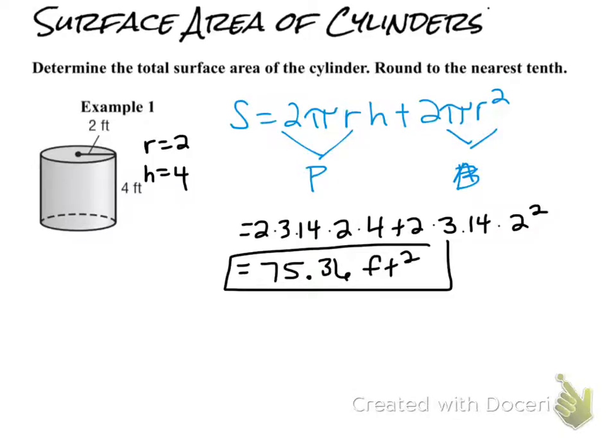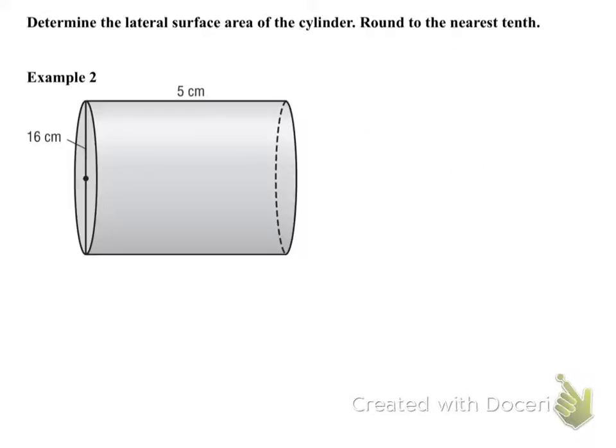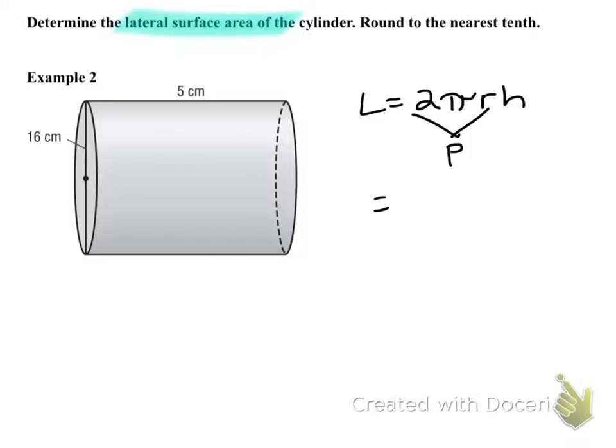All right, so then let's look at the second example here. We're just finding lateral this time. And so lateral surface area is 2 pi rh. Again, 2 pi r is the circumference or perimeter, which is just like the lateral surface area of a prism. So I'm going to need to plug this in. I need to find r and h.